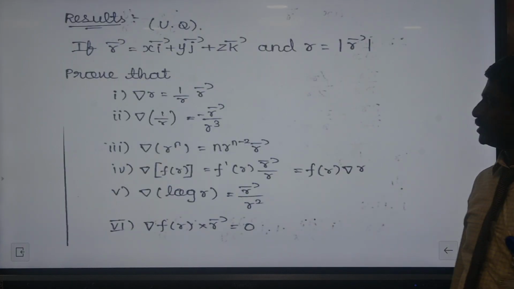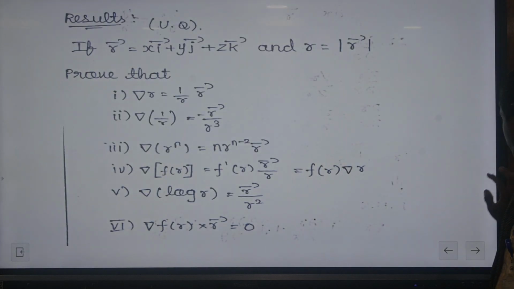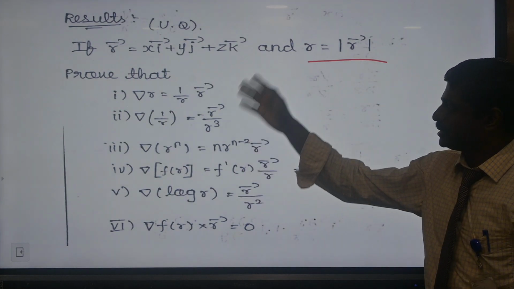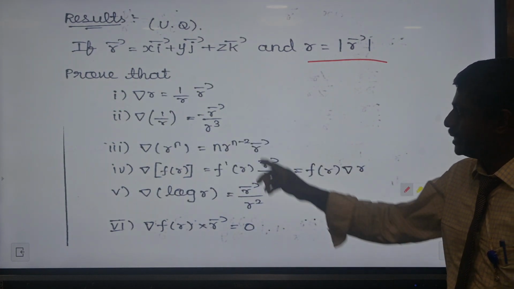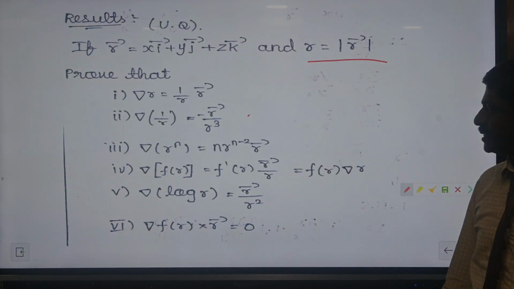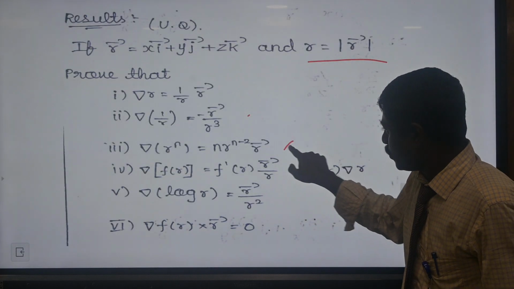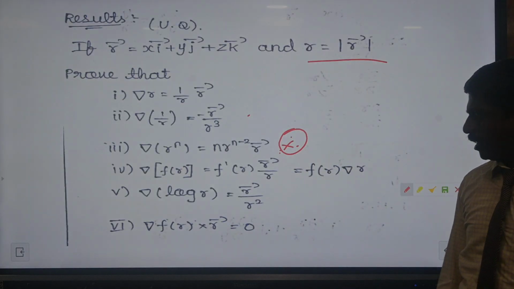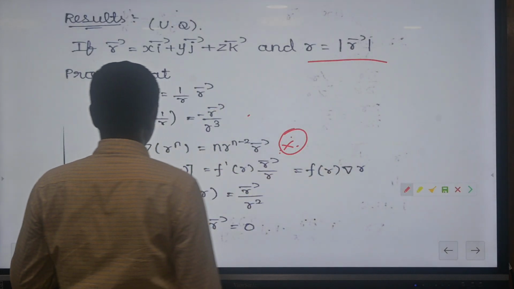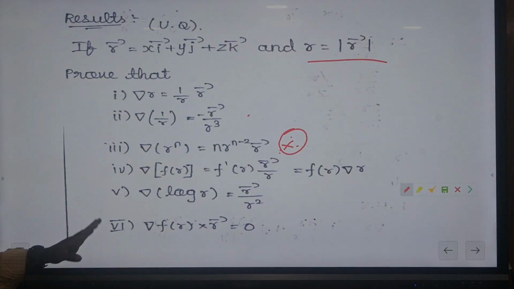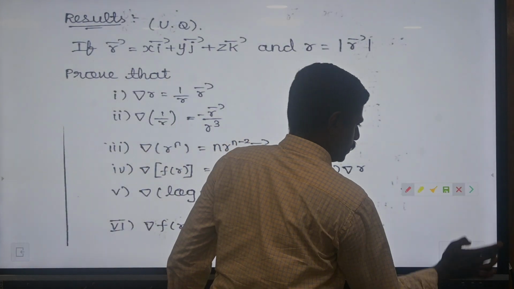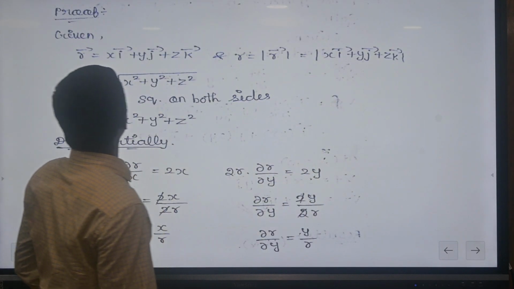This is one of the important questions. They given r vector, they also give the condition r vector into modulus of r vector. These are identities you can remember. Del r equal to 1 by r vector, del 1 by r equal to minus r vector by r cube. This is one of the important results. Del r power n equal to n r power n minus 2 r vector. And finally, del f of r, del r, del f r. You can remember all the results. But I proved only a few. Yes, proof.